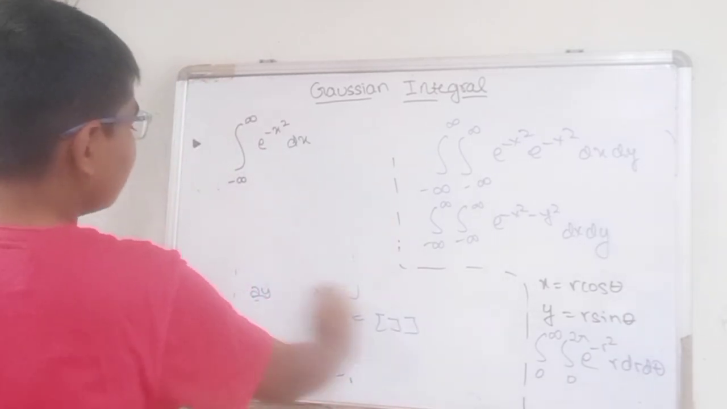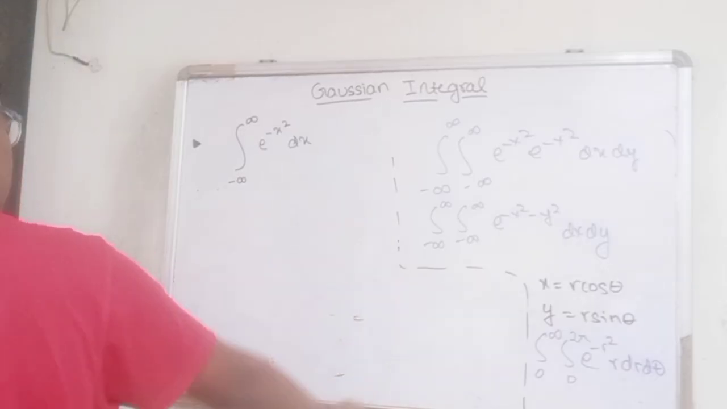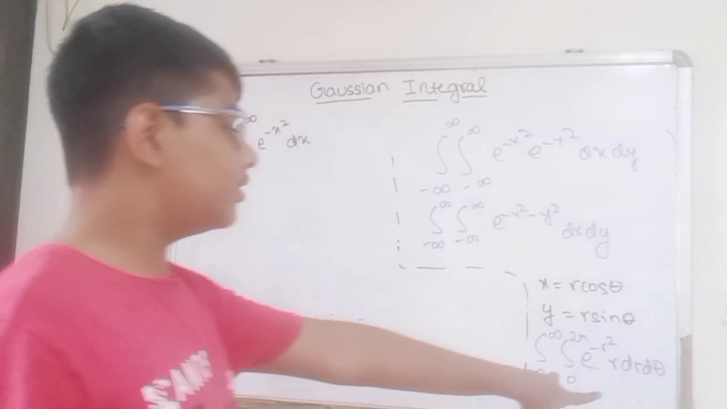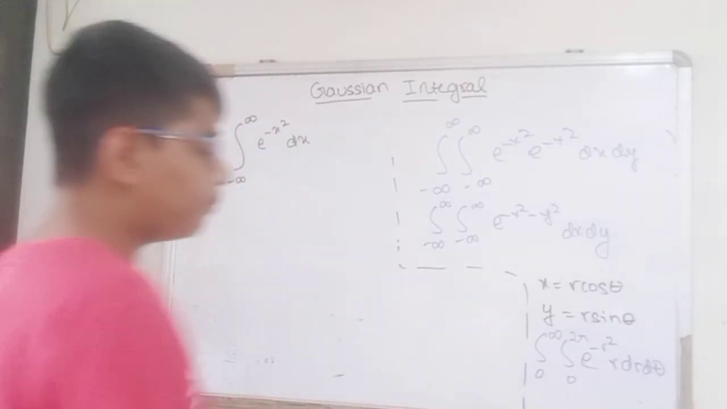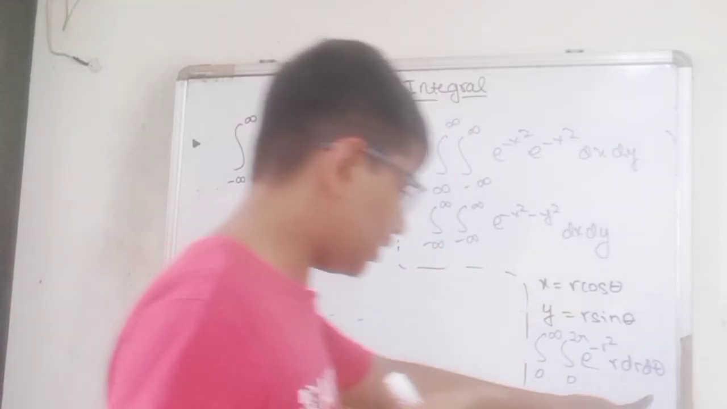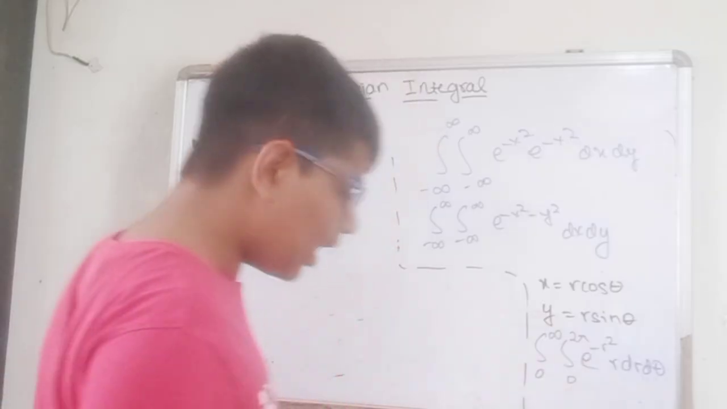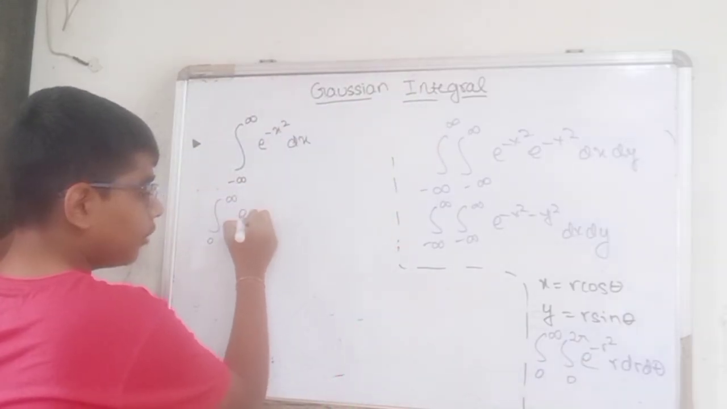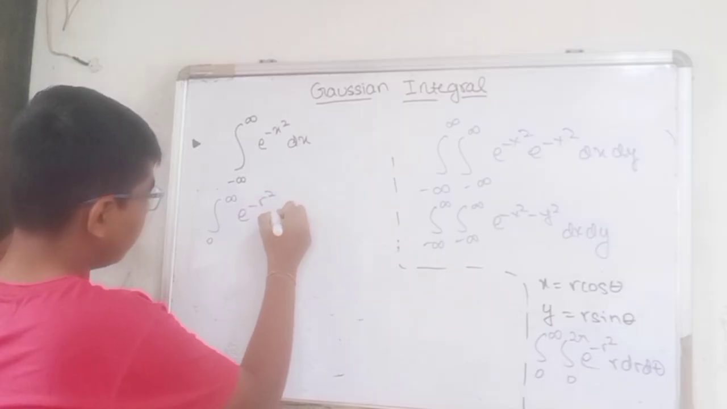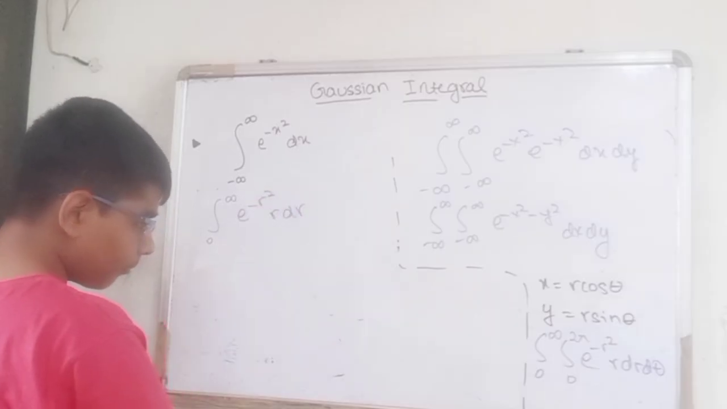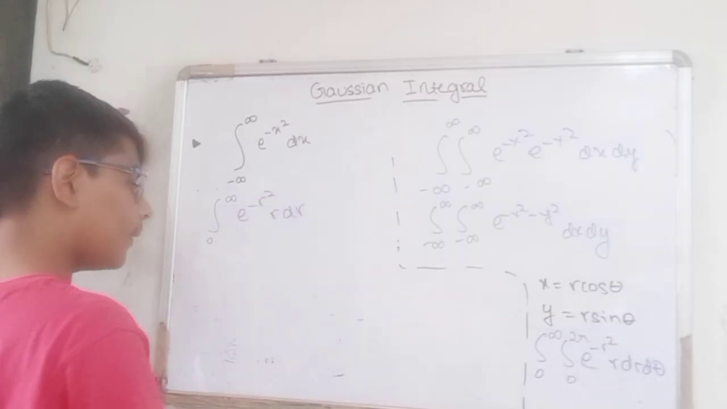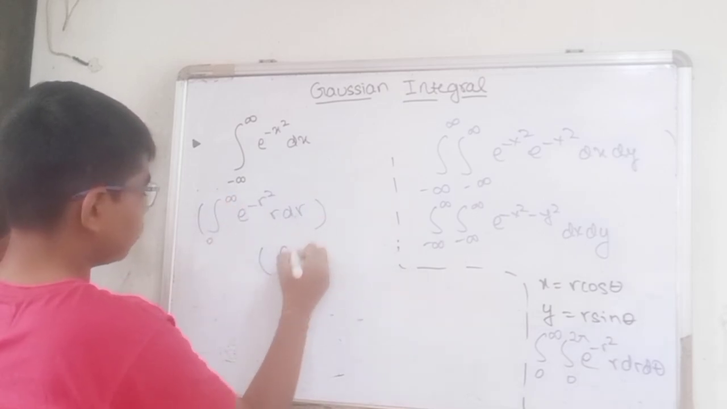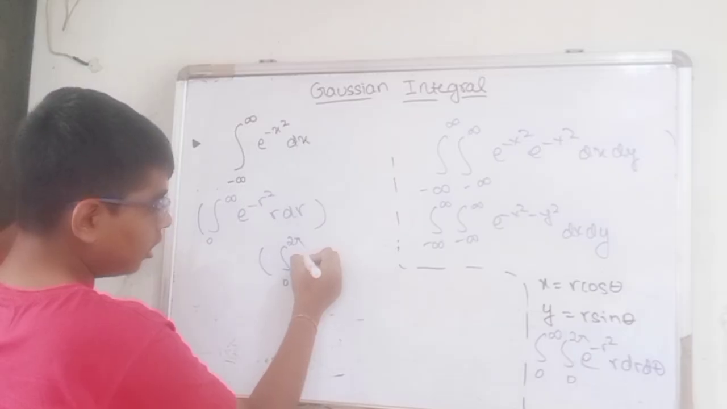We have been diving into this topic for a while right now. Now what we'll do is we'll separate them. We'll pull the 0 to 2 pi, which is for theta, and the 0 to infinity, which is for r, separately. So what do you get? Integral from 0 to infinity of e to the power minus r square times r dr, multiplied by the integral from 0 to 2 pi of d theta.